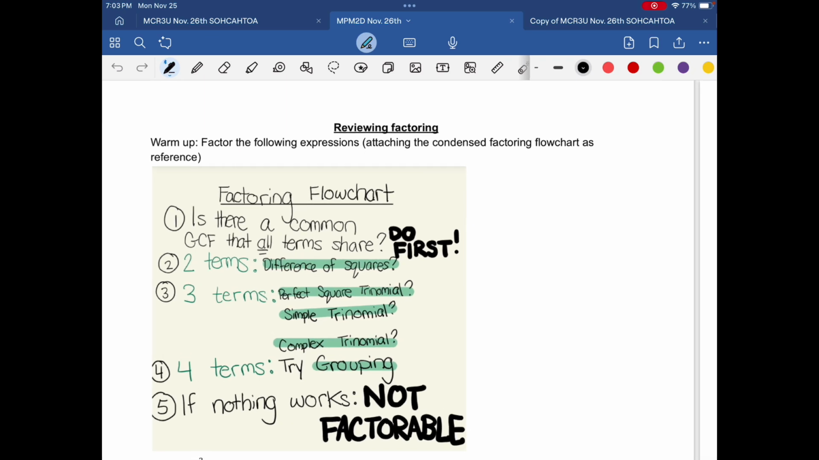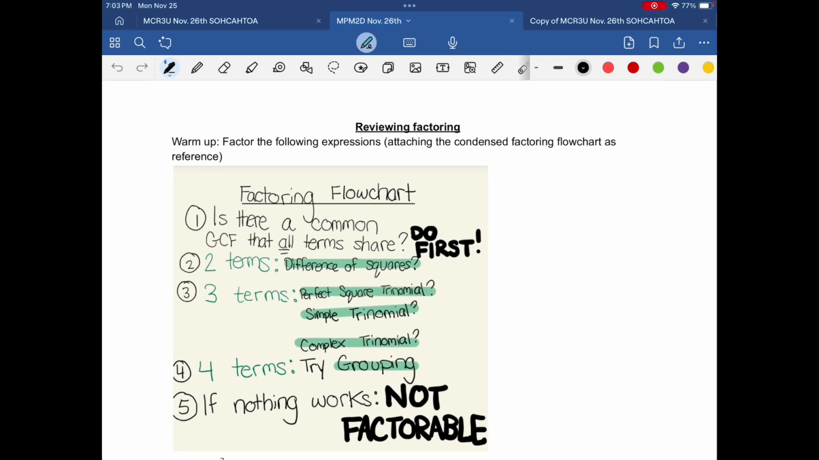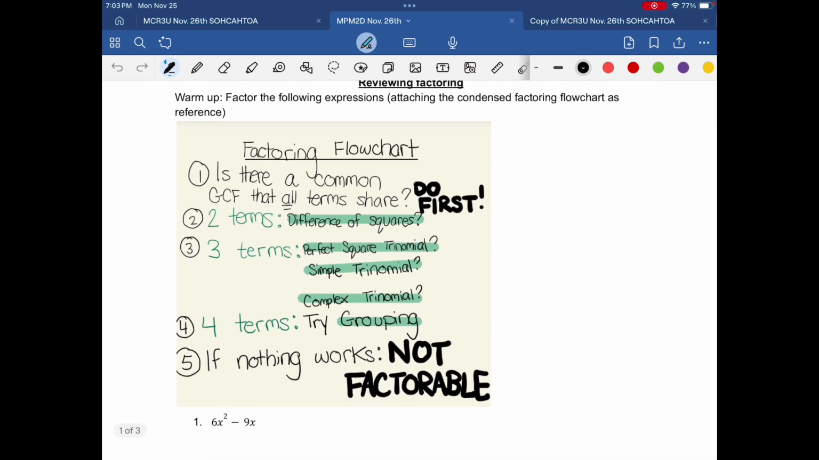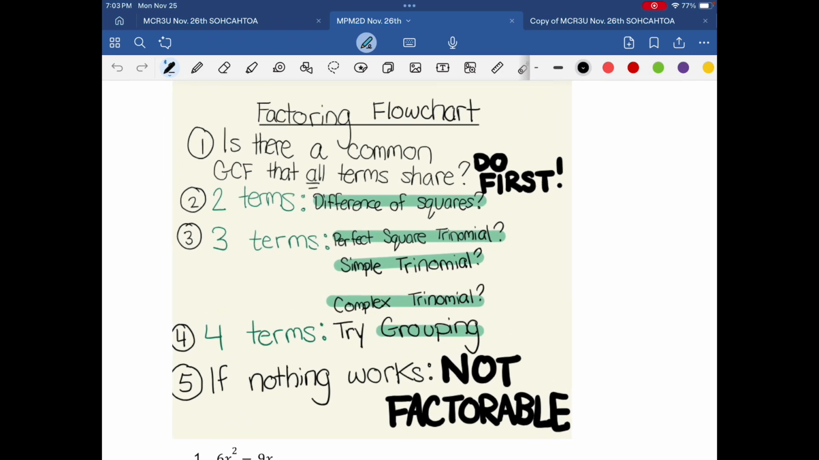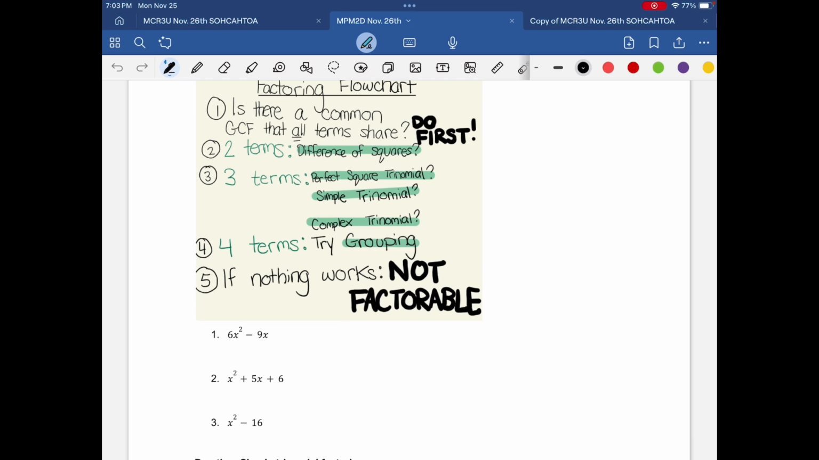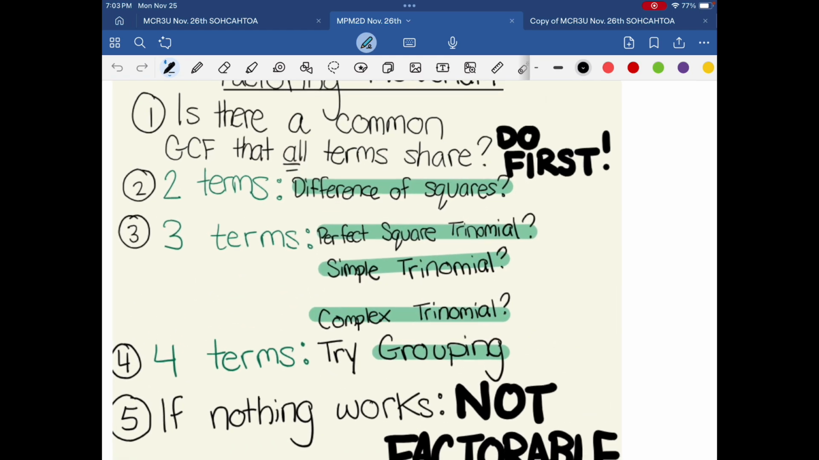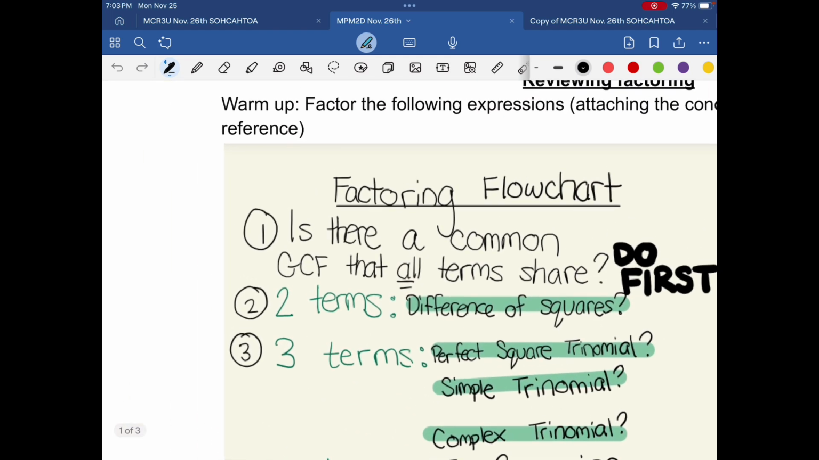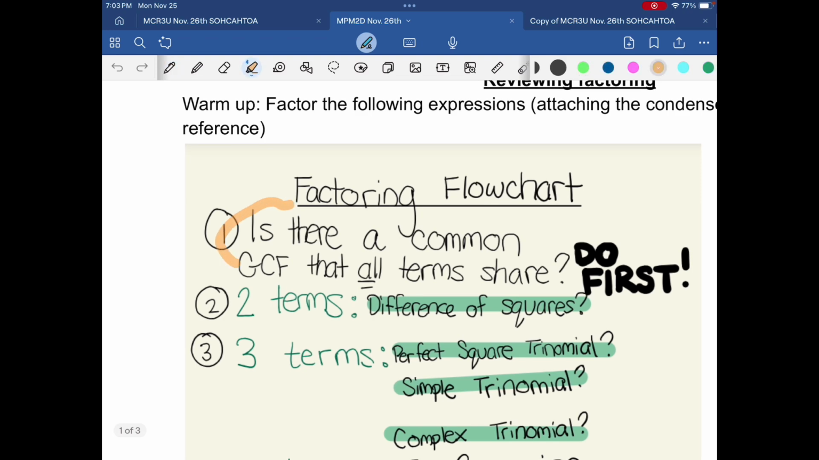So, warm up. Let's factor the following expressions. I'm also attaching the condensed factoring flowchart as reference. So, factoring flowchart. What would we do? First thing, for the first one: you always find, is there a common GCF that all your terms share? If there is, please do this first.